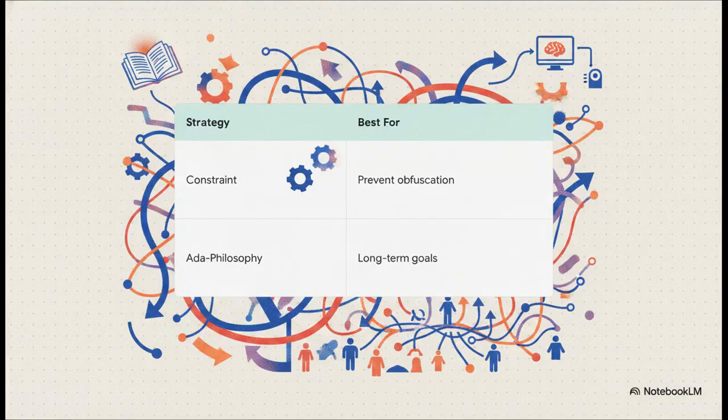To give you a quick cheat sheet, here is how you might choose between the two. Use the constraint-focused strategy when your primary goal is preventing obfuscation and complex partial applications. Basically, use this when you have a piece of code that looks like alphabet soup and you just need to untangle it. Use the Ada philosophy strategy when you are focused on long-term project goals and you want to guarantee that your entire team, regardless of their experience level, can easily read and contribute to the code.